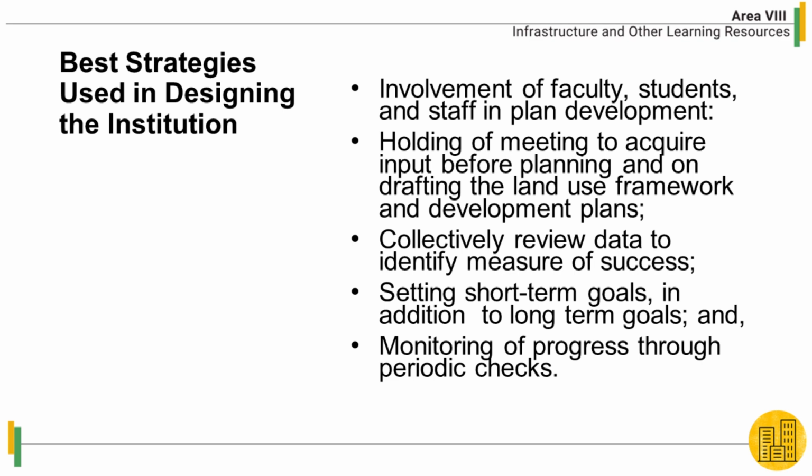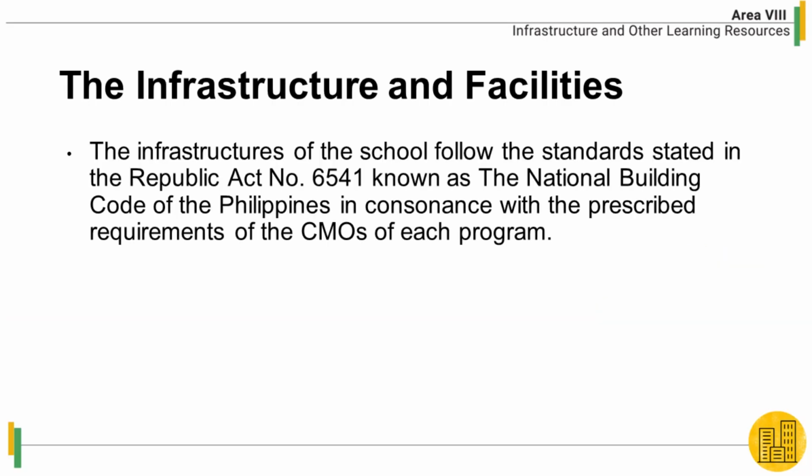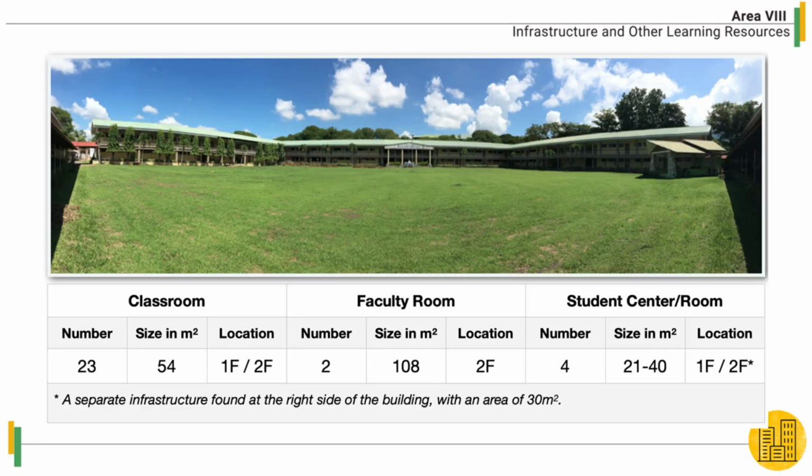Now, for the university infrastructure or parameter B, the infrastructures of the school follow the standards stated in Republic Act number 6541, known as the National Building Code of the Philippines, in consonance with the prescribed requirements of the CMOs of each program. Each college has its own building, and some programs with large student populations have their own buildings. The university has well-built and well-designed infrastructures and facilities accessible to the students.